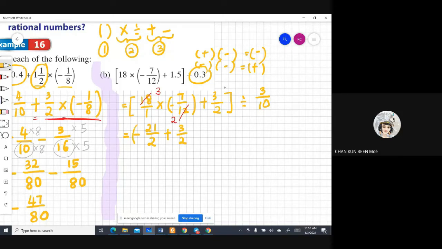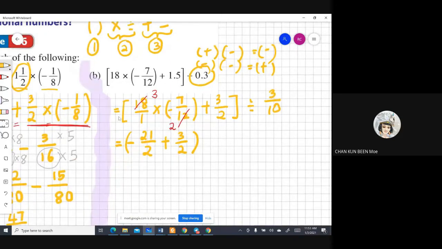And then this one is in a bracket like this. This is a small bracket. This is a big bracket. So divide here at the back. Straight away, I'm going to change to multiplication. So it becomes a reciprocal, which is 10 over 3. 10 over 3. Very good.